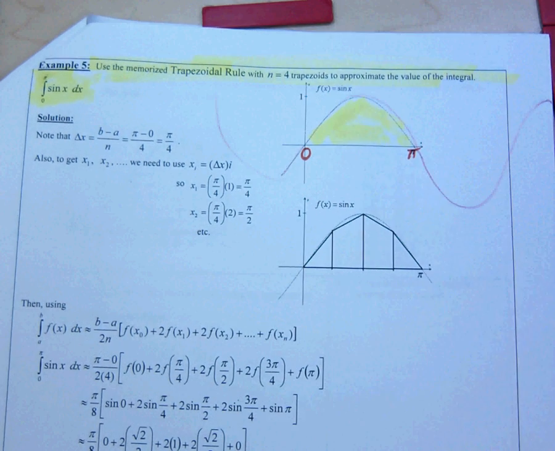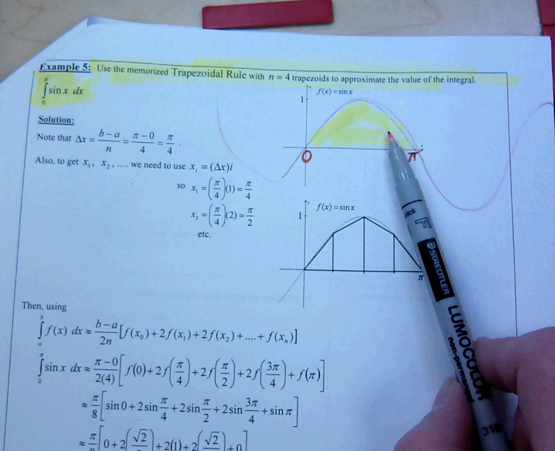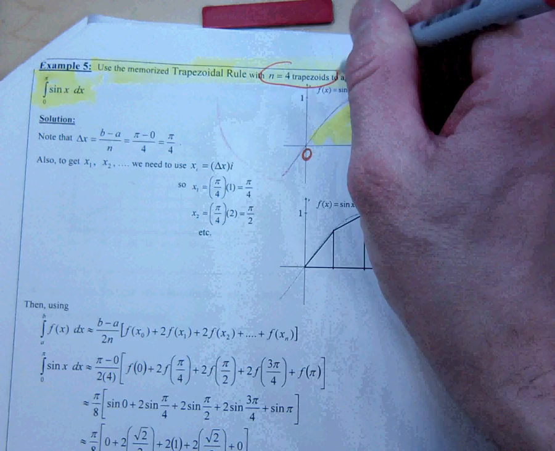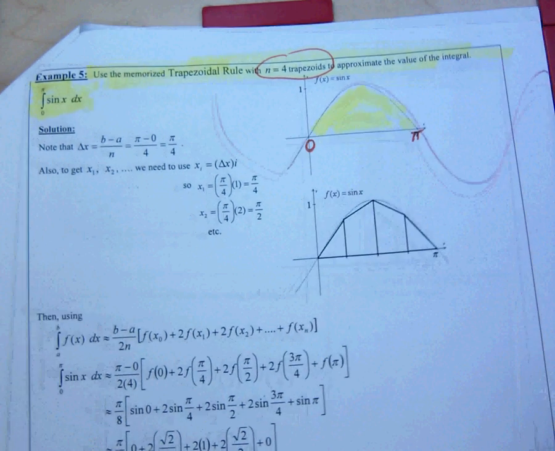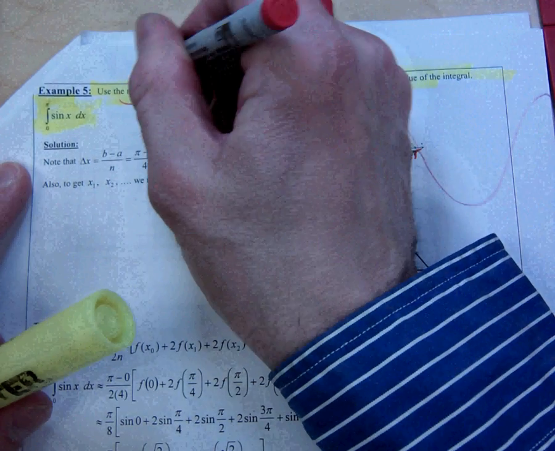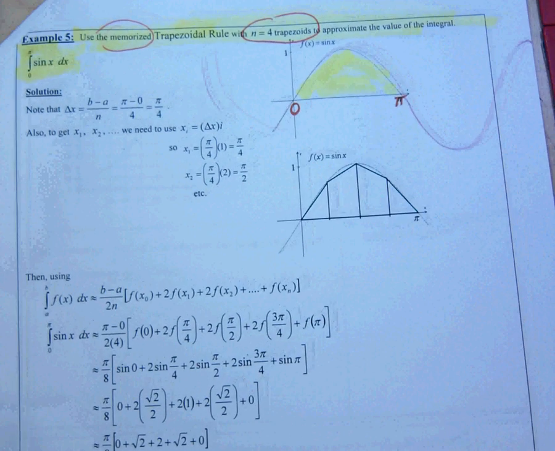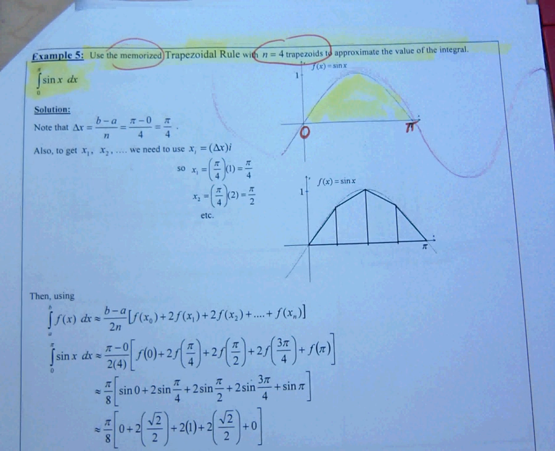So instead of finding that exact yellow area, I want to approximate it using the trapezoidal rule with how many trapezoids? 4. Okay, which way do I want to do it? Do I want to do it the geometry way or the memorized way? The memorized way. Okay, so here we go. All right, so again, even though you're memorizing the formula, you should have a good idea where everything comes from to help you set it up.